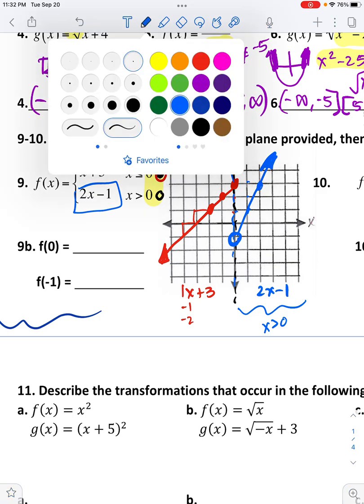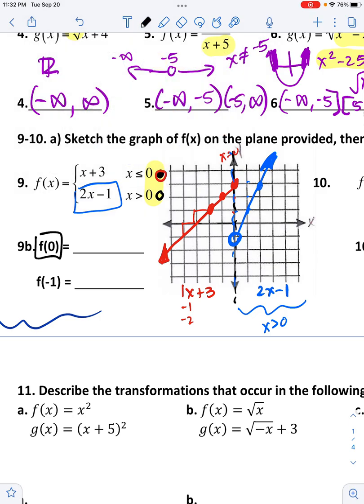To find f of 0 that it's asking for here, that's saying when you put in a 0, what do you get out? 0 falls into this category, my friends. It is less than or equal to 0. So I need to plug it into that rule. That's the category where 0 goes. So I'd end up with 0 plus 3, and my answer would be 3. Here, the number -1 is less than or equal to 0. So that also gets plugged into that top rule, and it gives me an answer of 2.